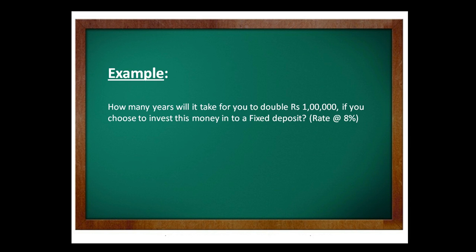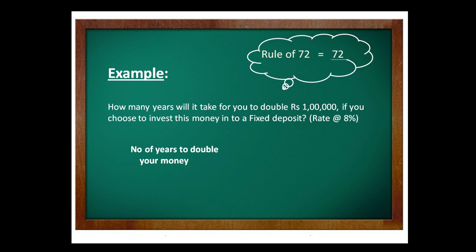Now let us see, by applying Rule of 72, how many years will this fixed deposit take to get doubled. Number of years to double your money is equal to 72 divided by R, which is 72 divided by 8 here. Hence it takes 9 years for this fixed deposit to get doubled. In other words, 1 lakh will become 2 lakhs in 9 years of time frame.